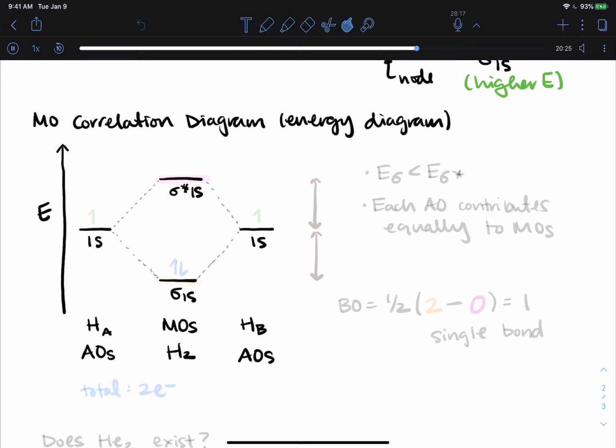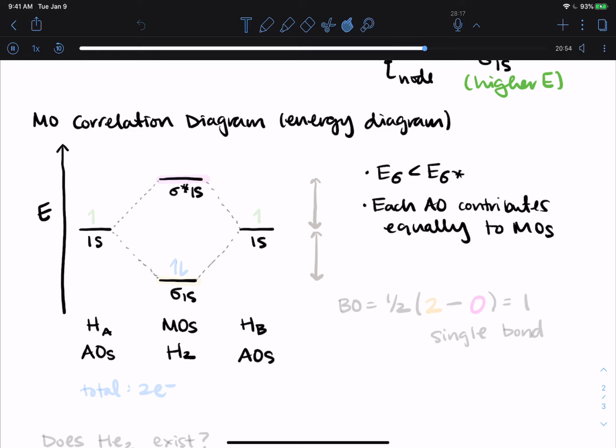Okay, so let's detail what we have here. We've got the energy of the sigma bonding lower than the energy of the sigma anti-bonding. And lower energy means more stable. We've got each atomic orbital contributing equally to the MOs.